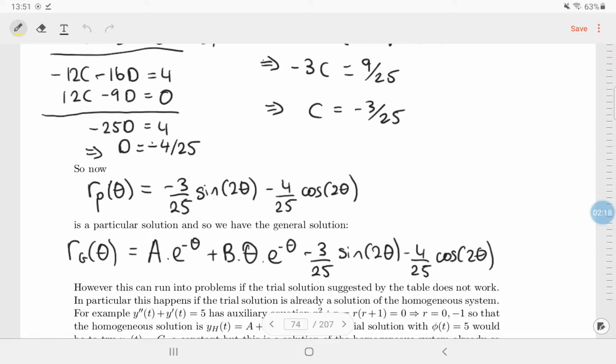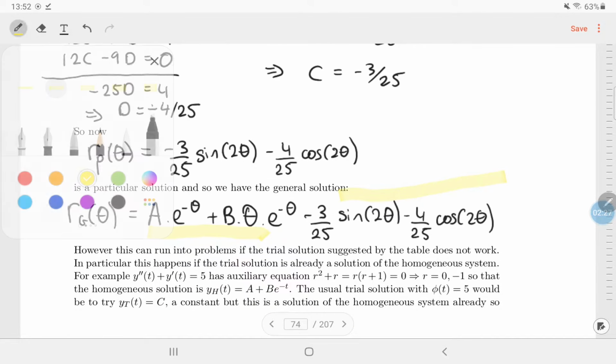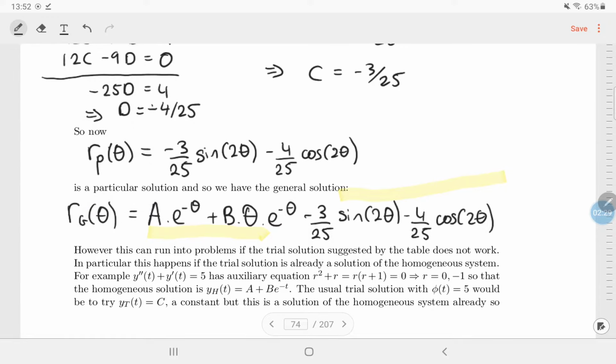So we add the homogeneous solution to the particular solution, and that's what's called the general solution. Now we can get into problems, problems I normally wouldn't put on an exam, but for you it's likely I will, because it's open book. If the trial solution suggested by the table does not work, so the table can fail, and there's one particular way it can fail: if the trial solution is already a solution of the homogeneous system.